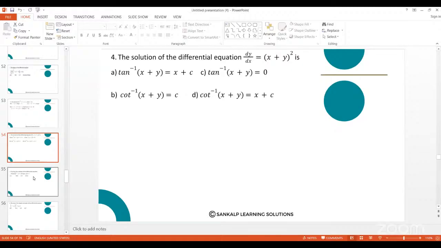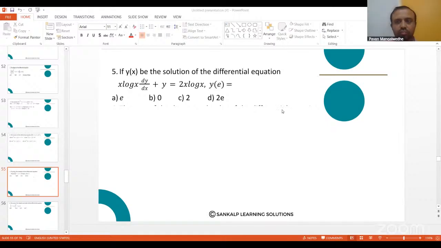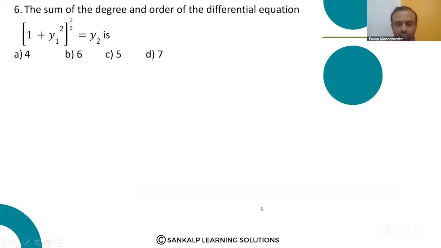So the today's first question is here. That is, the sum of the degrees and order of the given equation is what? Okay, so this is the first question.